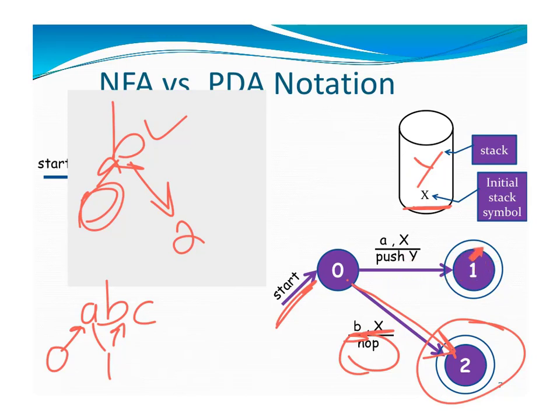But there's no out arrows from here, and I haven't used up all the letters in my string. So yeah, I'm at a final state, an accept state, but I haven't used up my B and my C yet, so I don't accept, I reject this string.